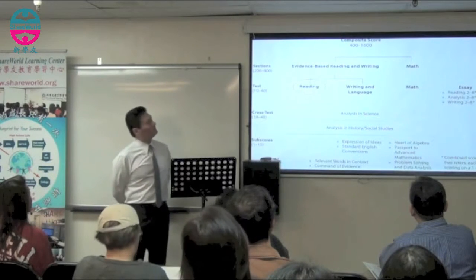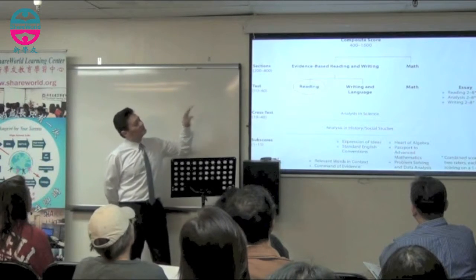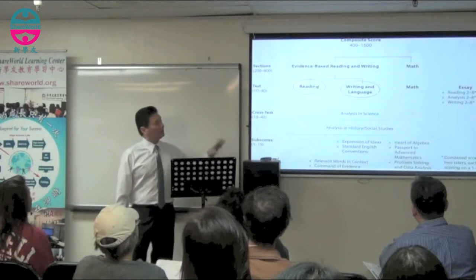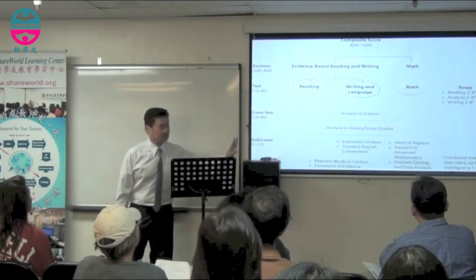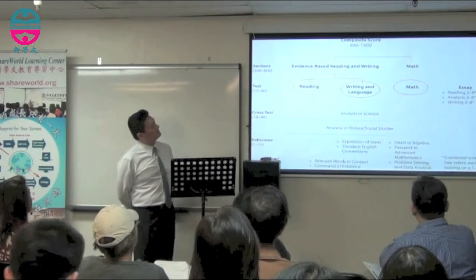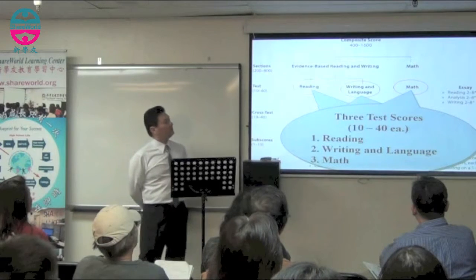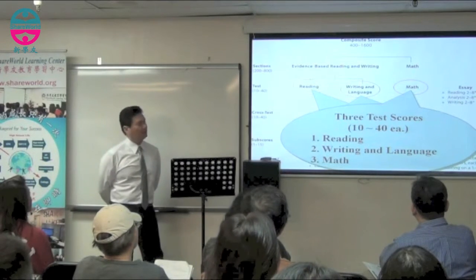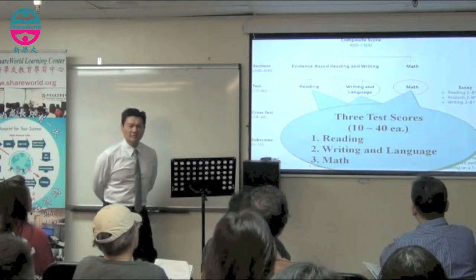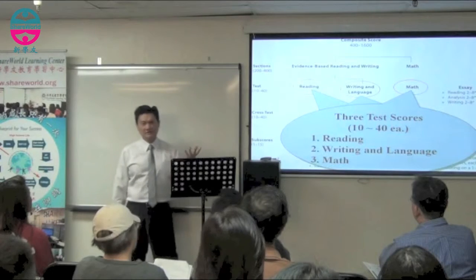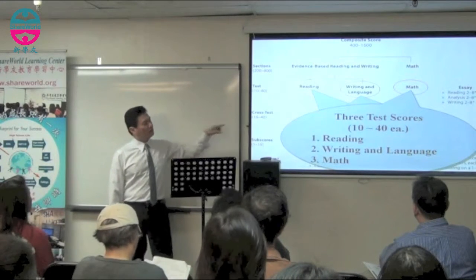So let's talk about the test. Individual tests: we have the reading test, writing and language test, and math test. 3 sections, right? Each will give you 10 to 40 index points. What does the index point mean? We already have the total score. I think the parents are already happy about that. Why do we need those things?